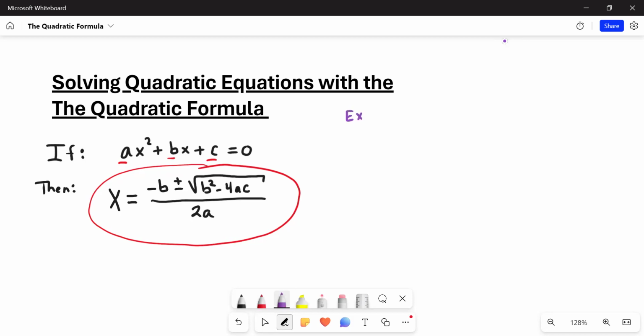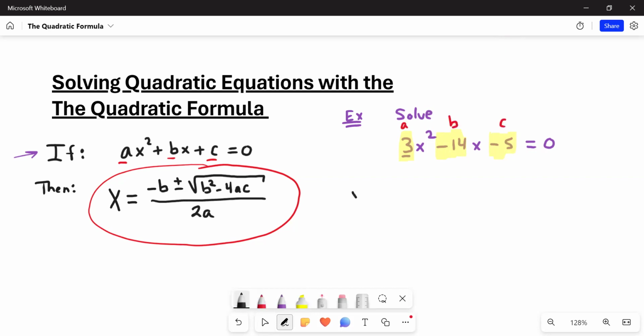Let's take a look at our first example. We're going to be solving the quadratic equation 3x squared minus 14x minus 5 equals 0. You can see that this equation satisfies the if. It is in the right order. It is set equal to 0, so we can identify our a, b, c. a is 3. b is negative 14. Please use the sign in front. And c will be negative 5. Those will be my a, my b, and my c.